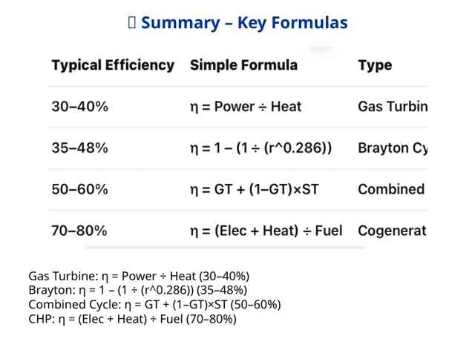Next, the combined cycle efficiency combines both gas turbines and steam turbines, and it's calculated as the efficiency of the gas turbine plus the remaining energy converted by the steam turbine, often reaching 50 to 60%. And finally, for combined heat and power, or CHP systems, the efficiency is quite impressive. It's the total electrical and heat output divided by the fuel input, often between 70 and 80%. These formulas are essential because they help us understand how different power systems perform and how we can optimize energy use across various applications, tying back to our overall goal of improving efficiency and sustainability in energy generation.